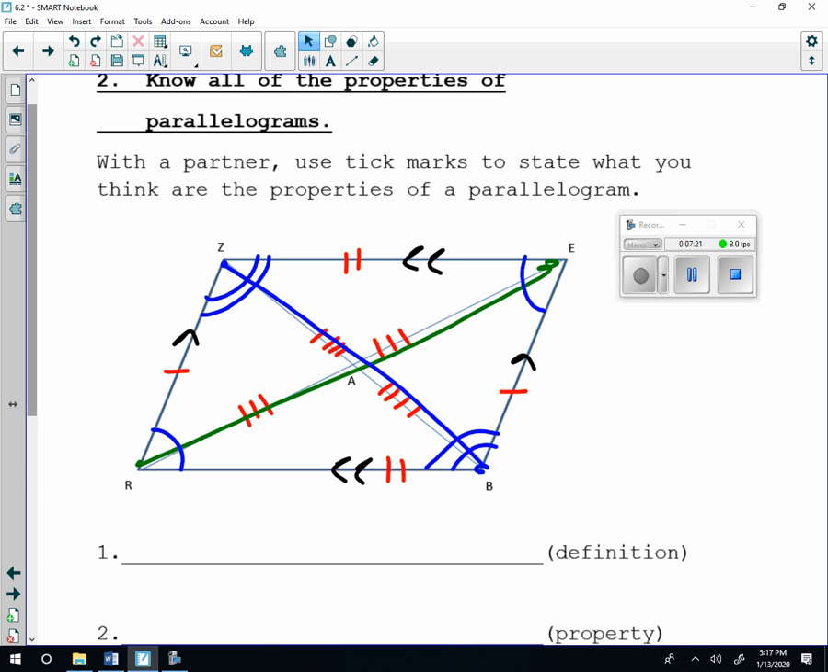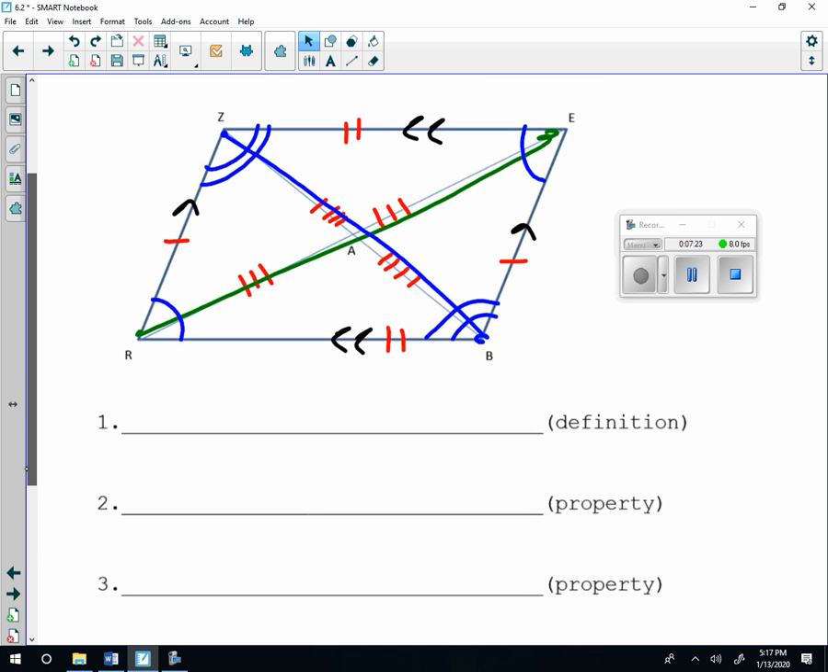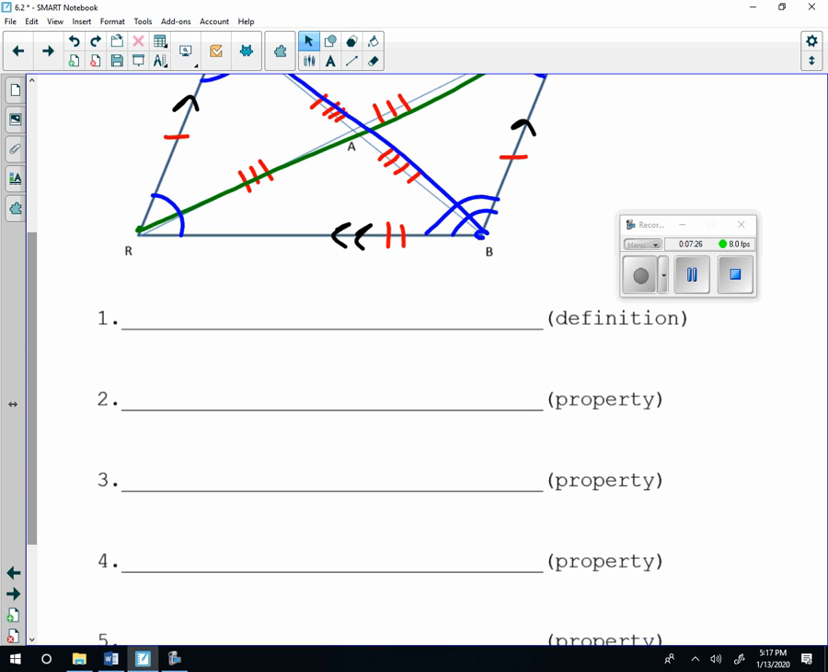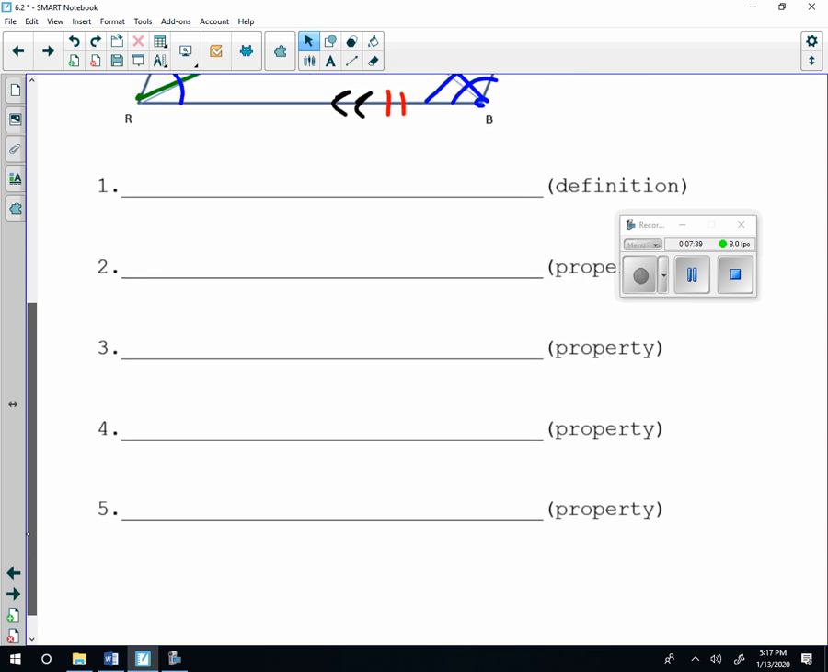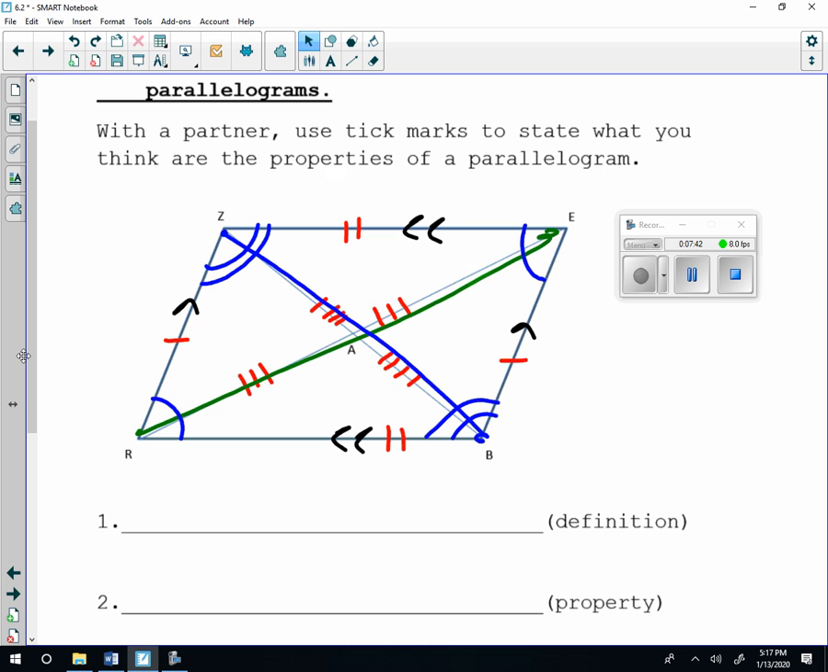Another property, using something that I've already marked on the board, in another blank if you want to write it out, is any two consecutive angles are supplementary. Remembering that consecutive means in a row and supplementary means two angles whose sum is 180 degrees.